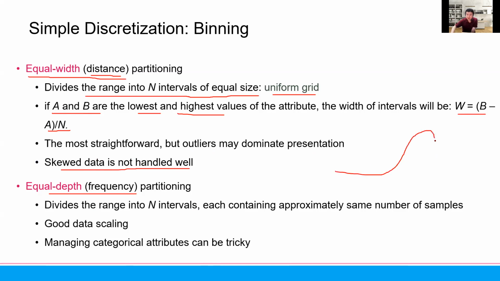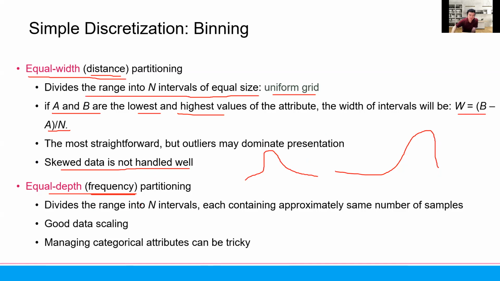If we have this one, the skewness is over the left, and if we have this kind of data, the skewness is on the right. With equal width, the skew data is not handled. So there is another way to do the partitioning with binning. We can use the equal depth, or frequency.